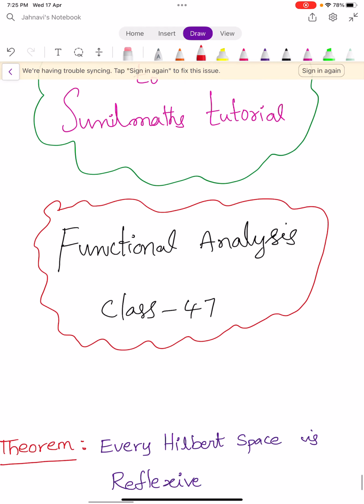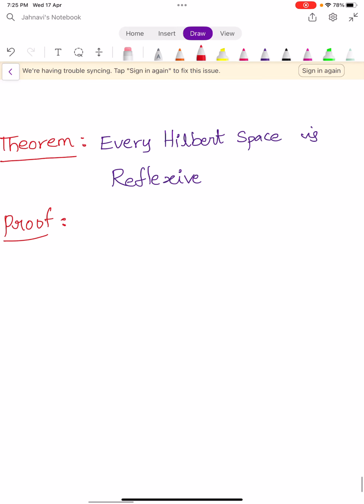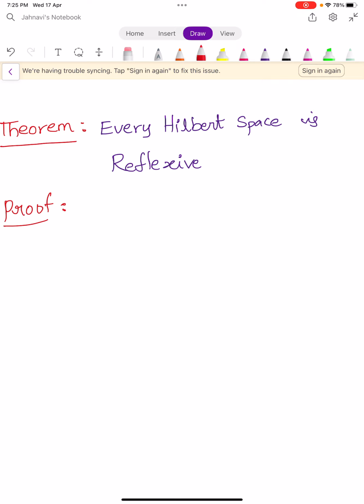In this video, we learn one very important theorem. Let us see the statement. Every Hilbert space is reflexive. We are going to prove that every Hilbert space is reflexive. One of the important theorems. Let us see.